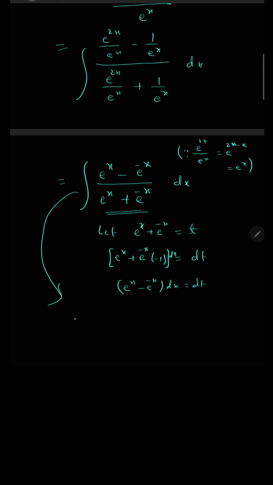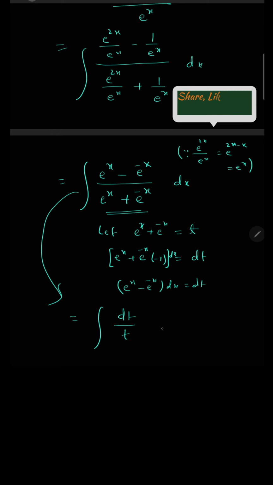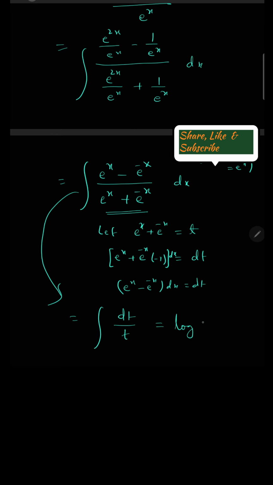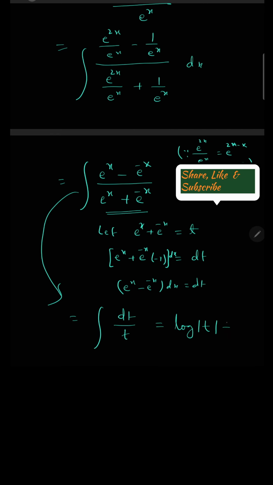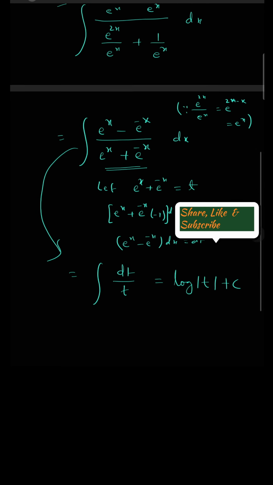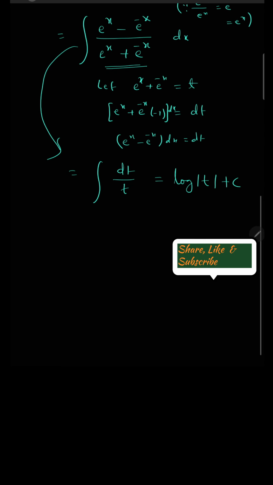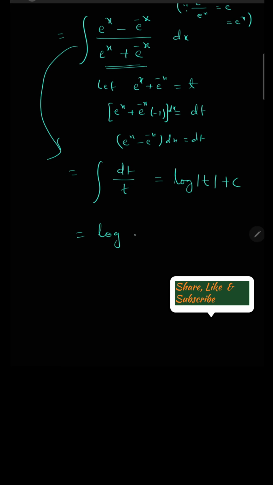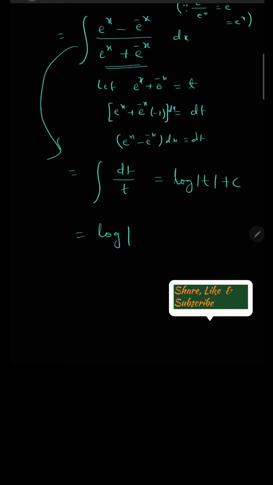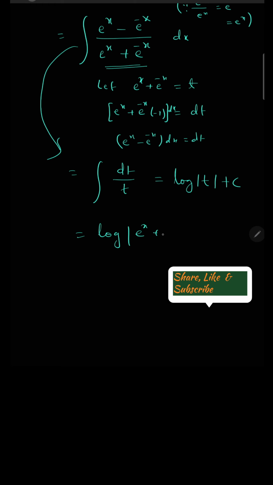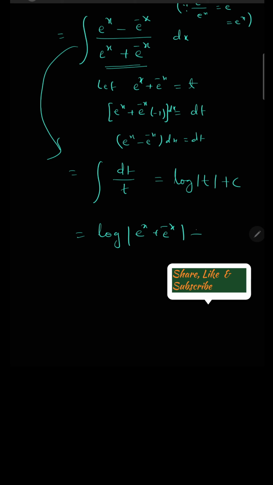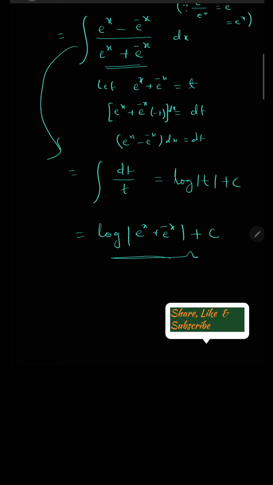Here you change it: dt by t, as we suppose the denominator as t. dt by t means integration is log t plus c. Now whatever we suppose as t, substitute here. Log of mod t means log of mod e power x plus e power minus x, plus c. This is the answer.